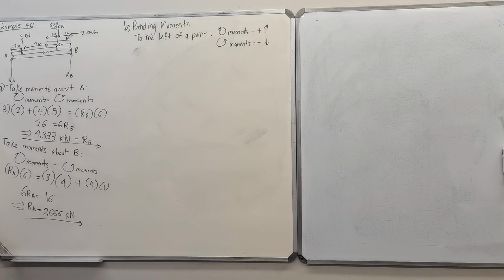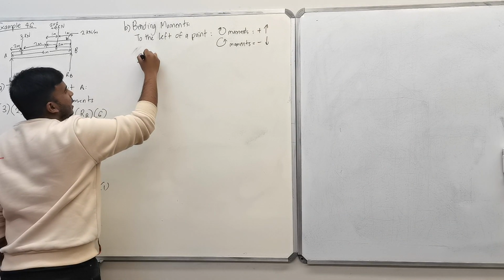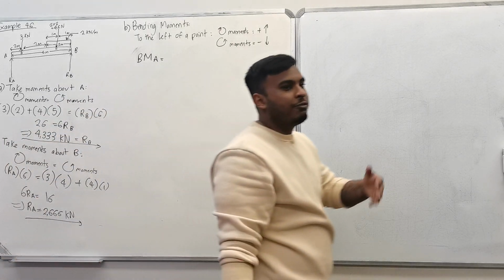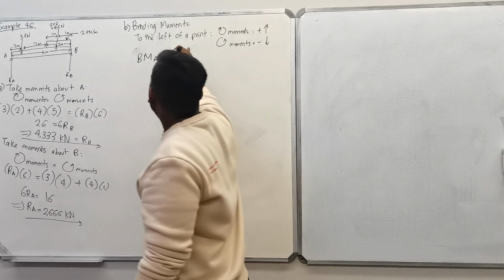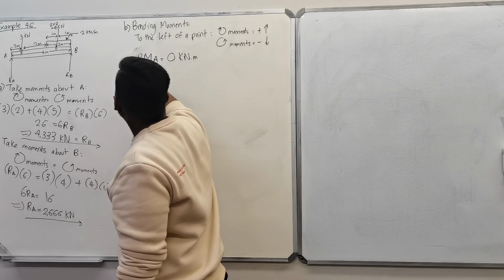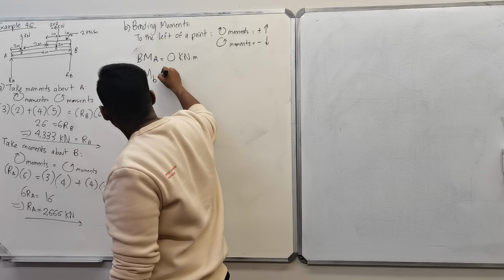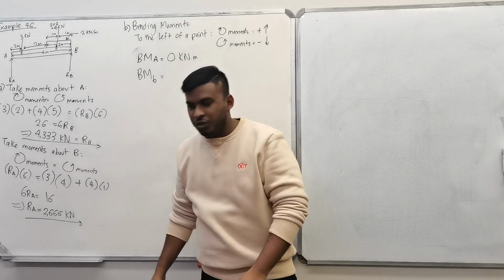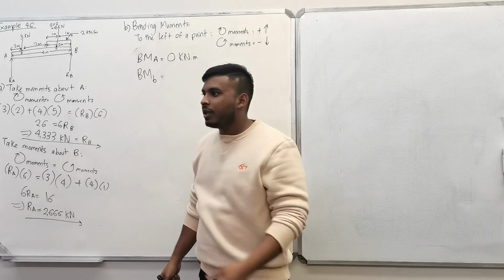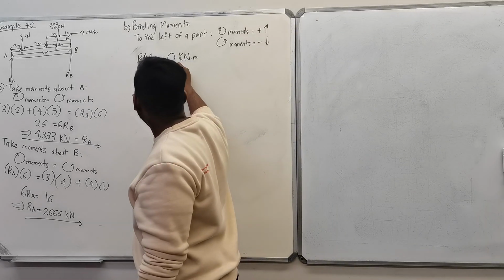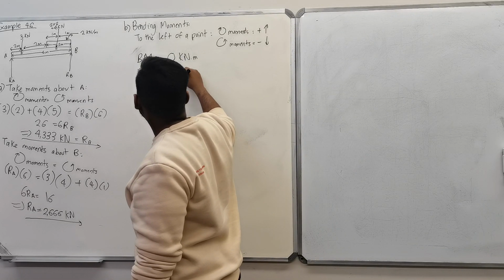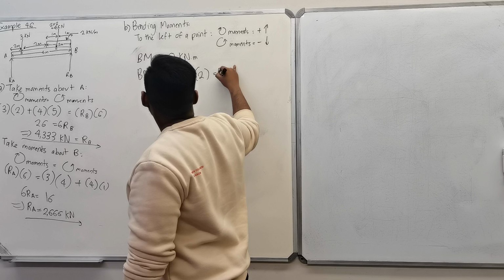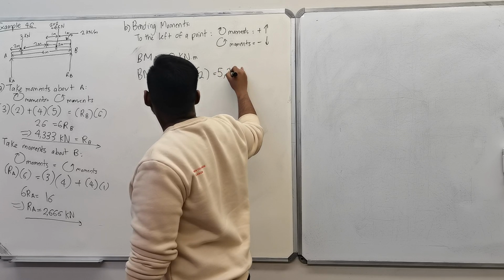Right, so let's start. Bending moment at capital letter A will be equal to what? Everything to the left of A, which is 0 kilonewton per meter. Bending moment at small letter b is everything to the left of small letter b, which is what? RA. So it's a positive value of 2.666, and how far away is that from b? 2 meters, which would make it 5.22222.